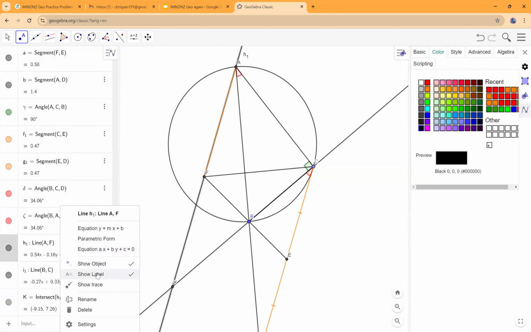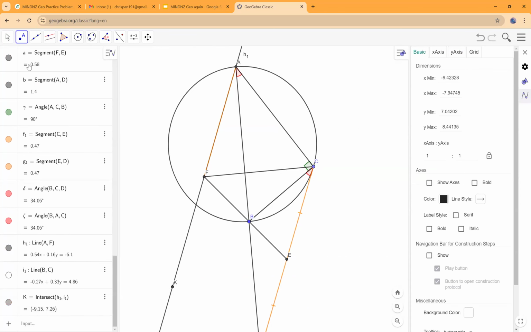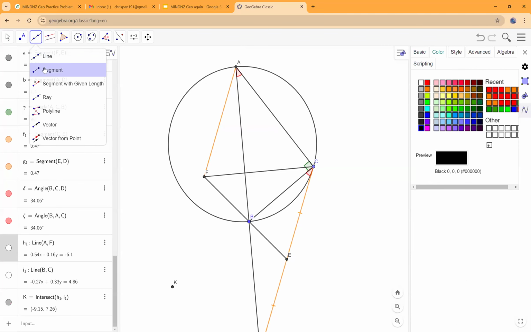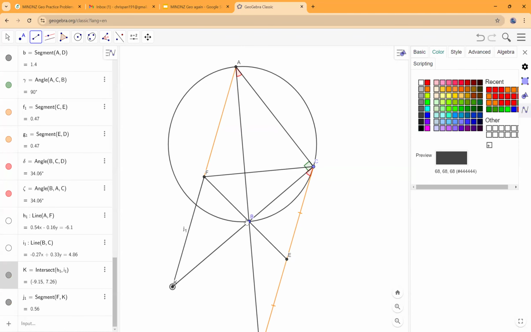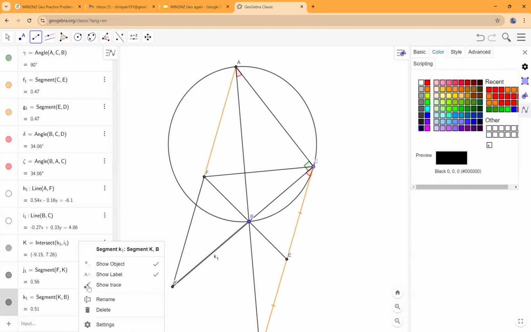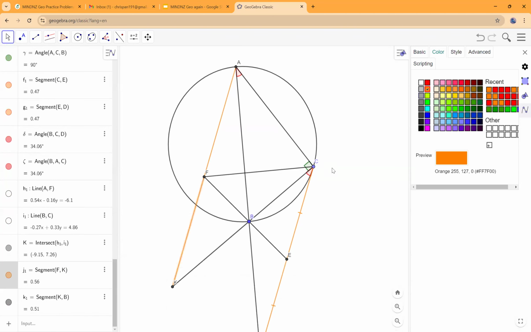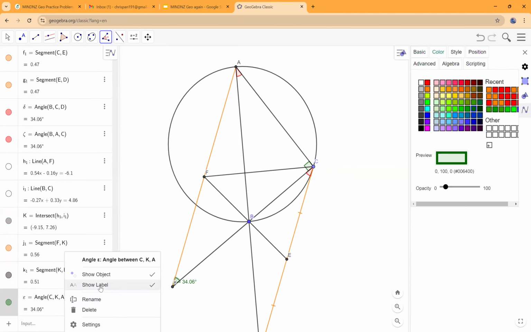Because when we connect these lines up, what we end up getting, because remember that these orange lines here are parallel, by alternate angles on parallel lines, we get that this angle CKA must also be equal to the red angle.